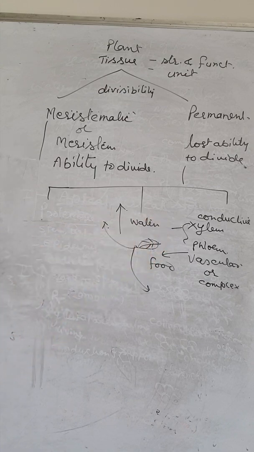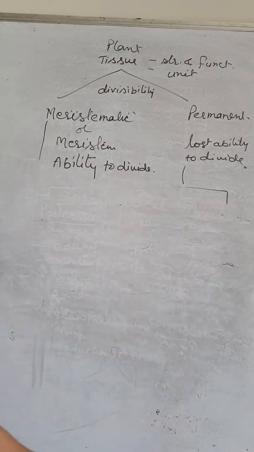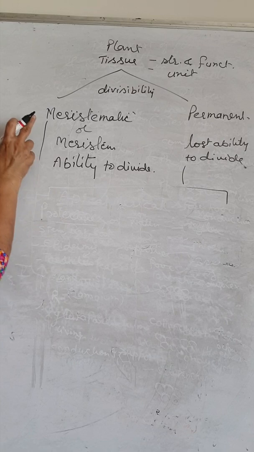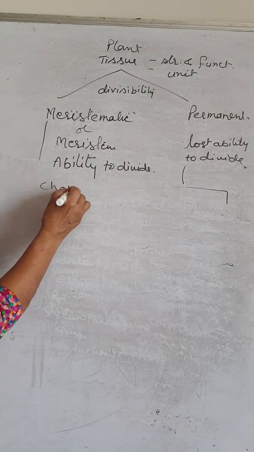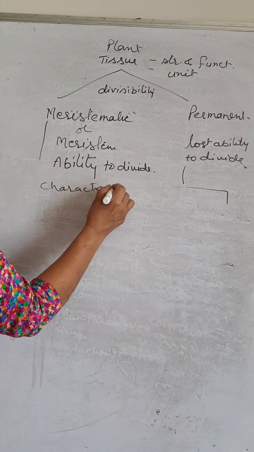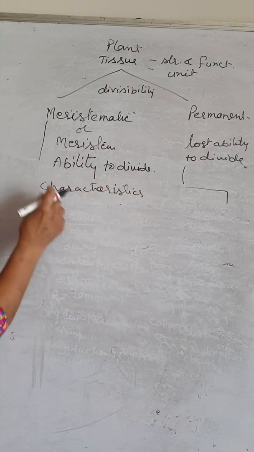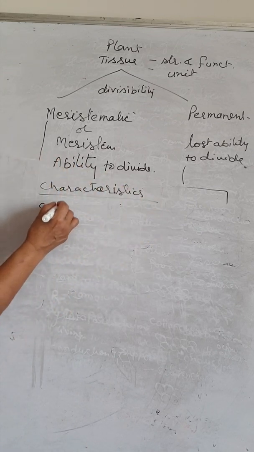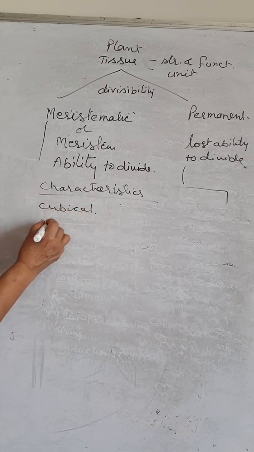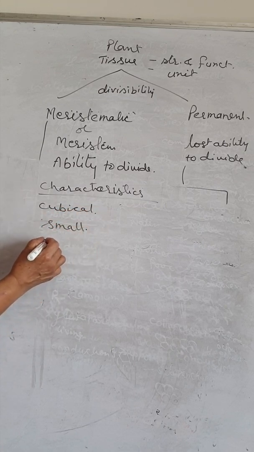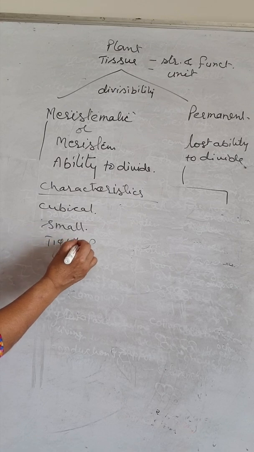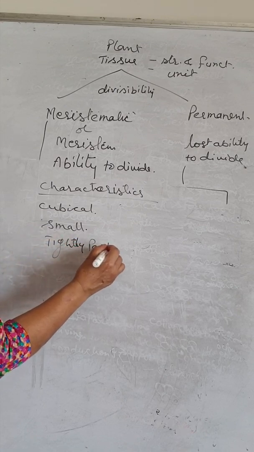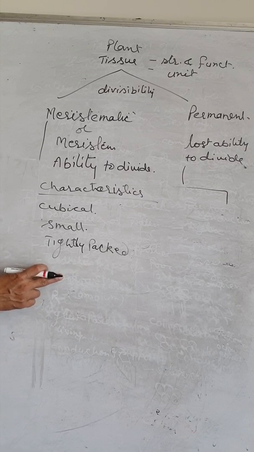Now we discuss the conducting tissues. Before describing the conducting tissues, first we discuss the characteristic features of the meristematic tissues. They are cubical in shape, small in size, tightly packed. Tightly packed means no intercellular space between them.